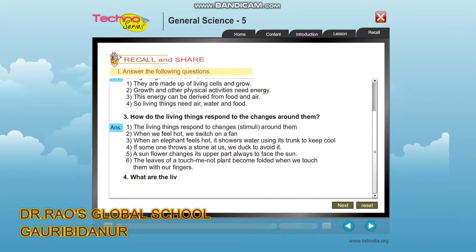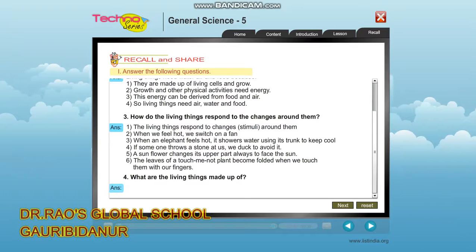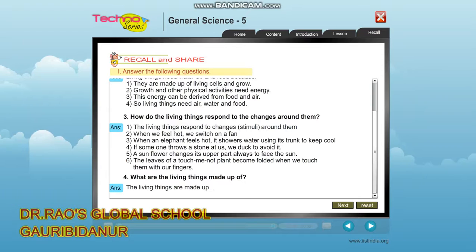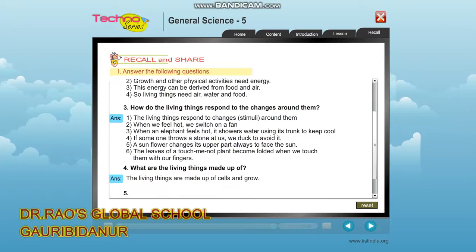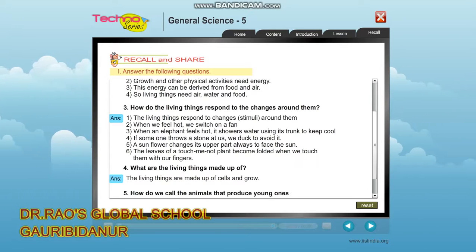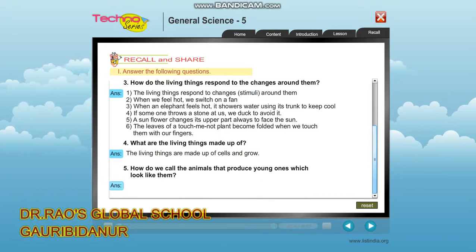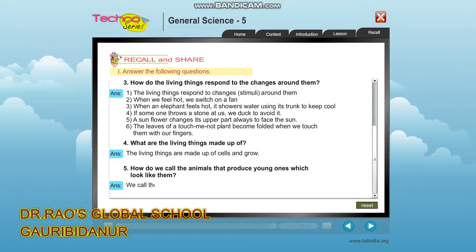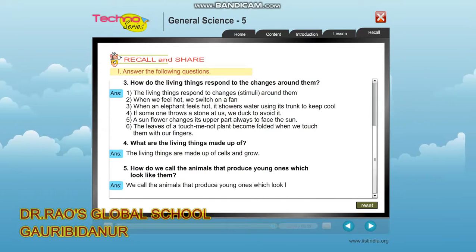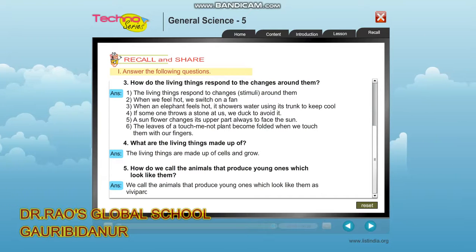What are the living things made up of? The living things are made up of cells and grow. What do we call the animals that produce young ones which look like them? We call the animals that produce young ones which look like them viviparous animals.